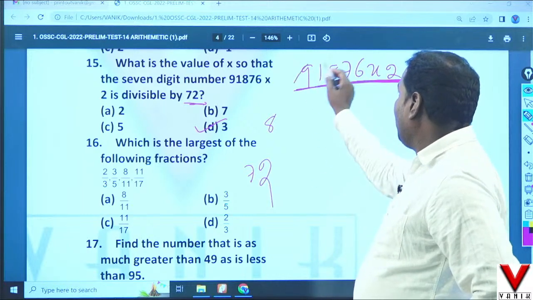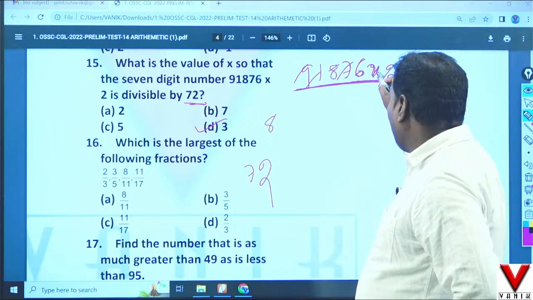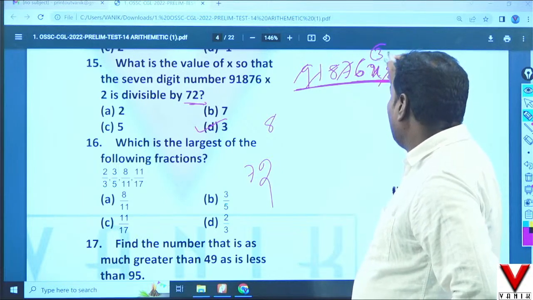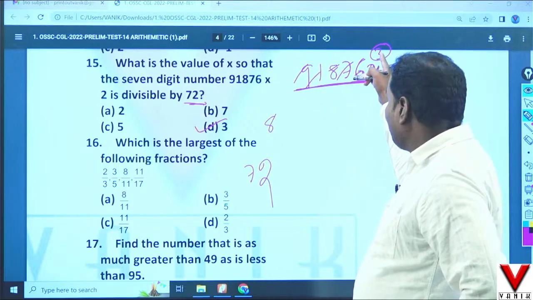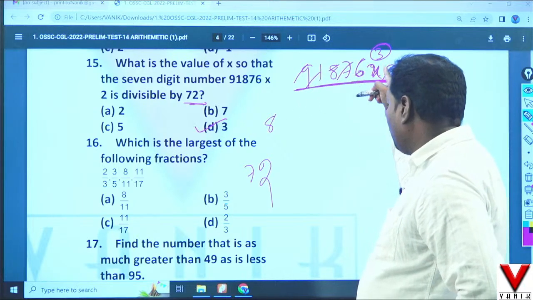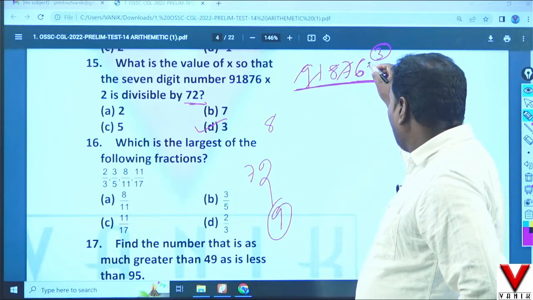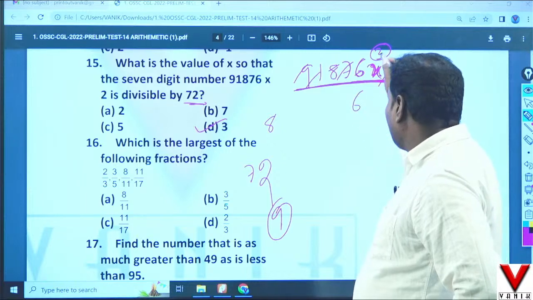That means 9, 8, 1, 9, 7, 2, 9, then 6. What is the value of x? It will be 3, to make the sum 9. If the x value is 3, the whole number 9187632 is divisible by 9. Then the number with x as 3 ends in 632.